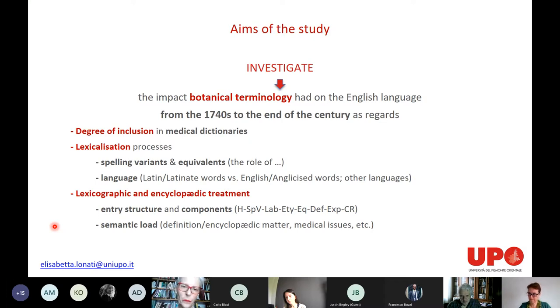So the structure of the entry and its components: the headword, spelling variants, labels if present, etymology, equivalence, definition, encyclopedic expansion, and cross-references or external references as well. The semantic or pragmatic load, so that load provided by definition and the encyclopedic load provided by these expansions, descriptions, or more detailed issues.